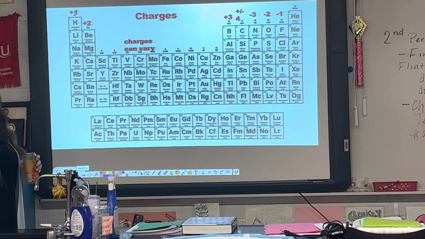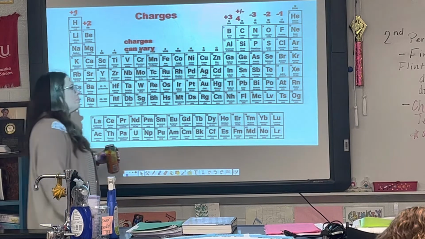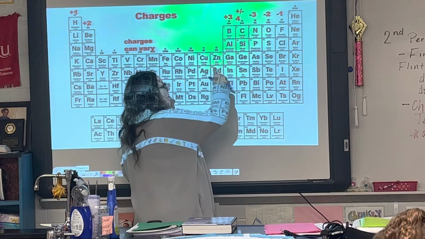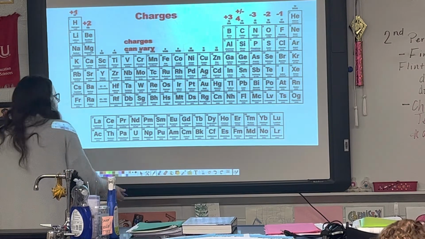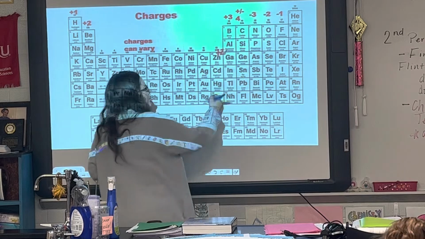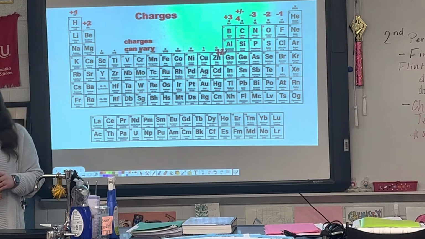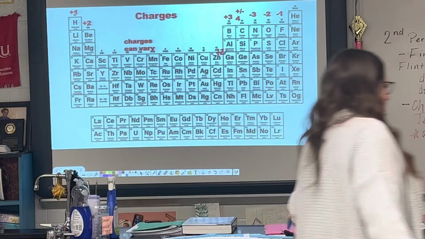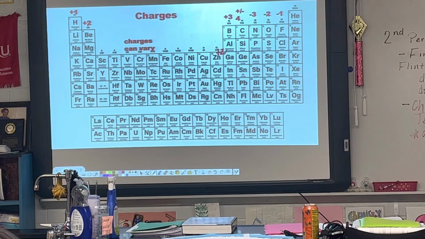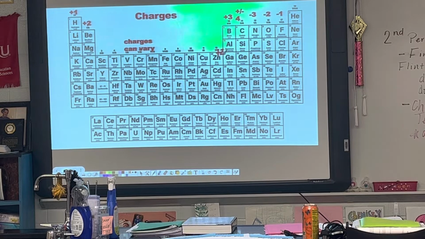So have your periodic table out right now. Let's go ahead and write that in. Zinc right here. So on this box, write in that zinc is always going to be a +2. Zinc is always +2. So add that in that box. Does anyone not have a periodic table? Because I have a few copies. I don't have a ton. I have a few. Anybody else?